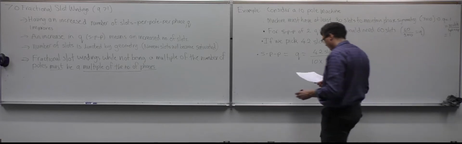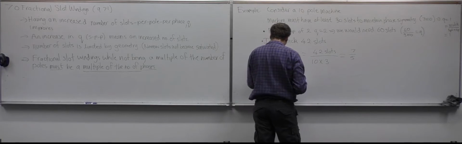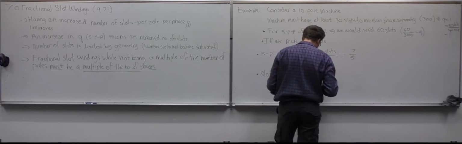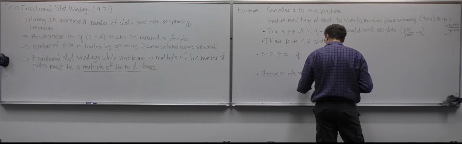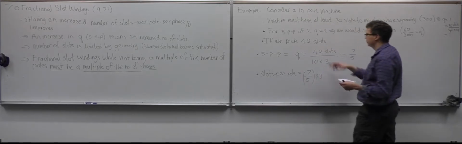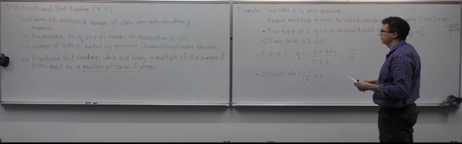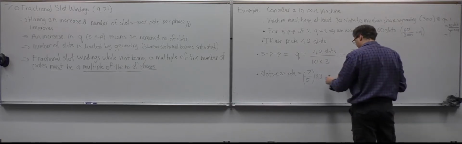Now the slots per pole would then be 7 over 5 times 3. This 42 slots was chosen to make sure that we have phase symmetry, by the way. We can divide by 3.